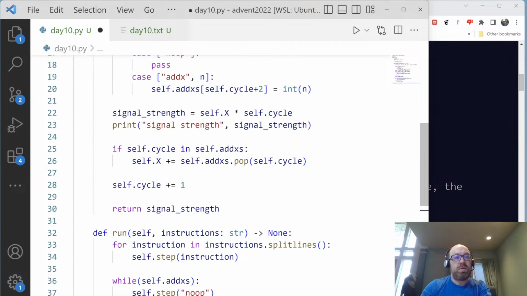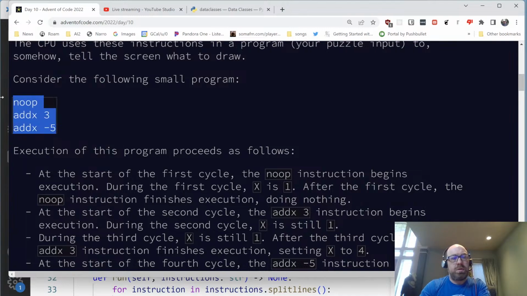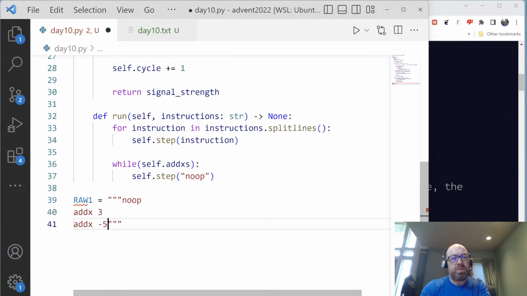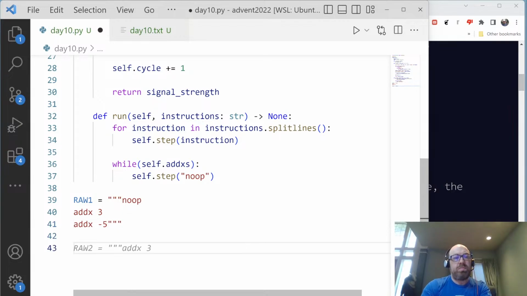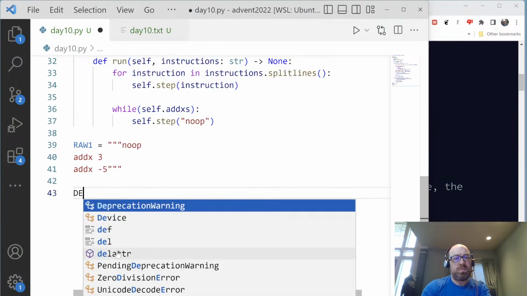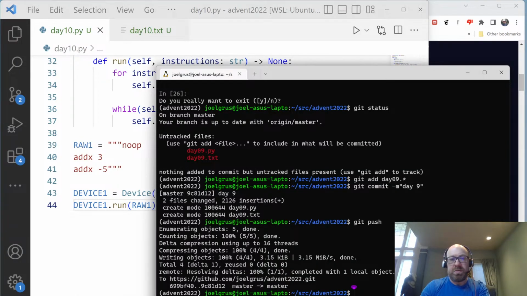So now let us try this and see what happens. And there's going to be a second raw, so I'll do this. device1 equals Device. device1.run(raw1). Okay, so let's run this and see what happens.